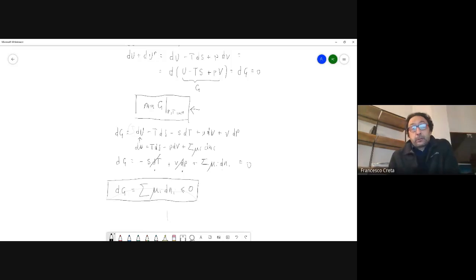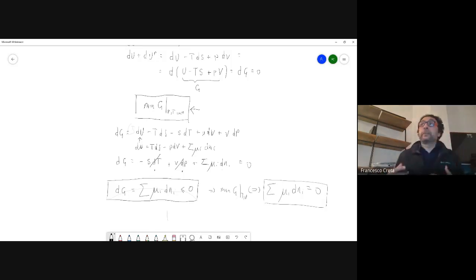So, a long story just to come to this final little piece of result. It turns out, so again, let me write it here. A minimum of G at constant temperature and pressure translates to the fact that the condition of equilibrium is this. This is the condition of equilibrium. And this is the spontaneous direction towards which the system evolves.